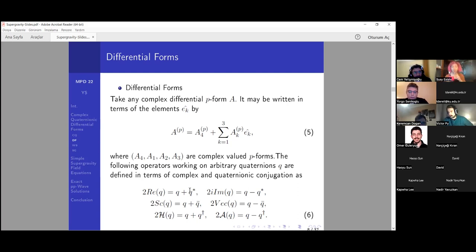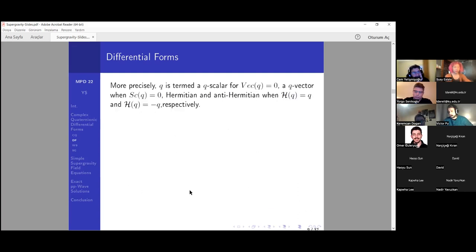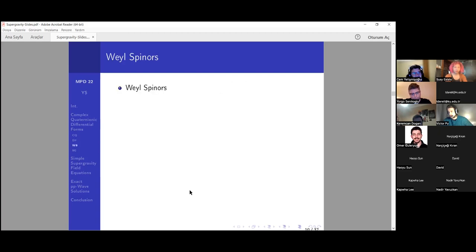We define the following operators working on quaternions: two times the real part of Q, Q plus Q star, the imaginary part, the scalar part, S C, the vector part of Q, the Hermitian part and the anti-Hermitian part, A Q. And I will say that Q is a quaternion scalar if the vector part of Q is zero, and a quaternion vector when the scalar part of Q is zero. The anti-Hermitian and Hermitian parts go like this, respectively.